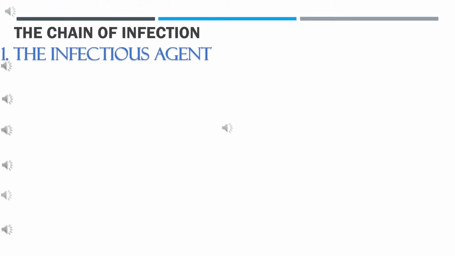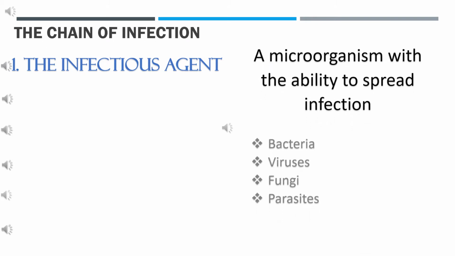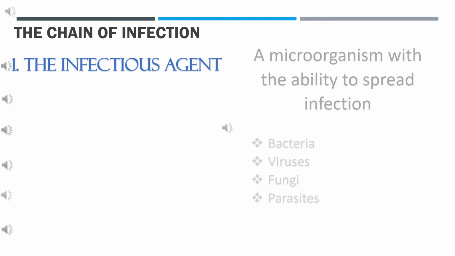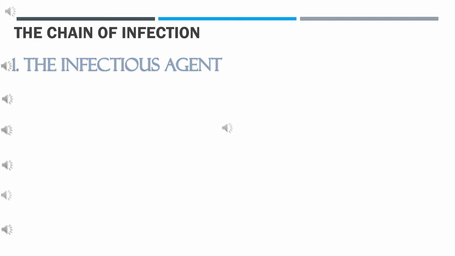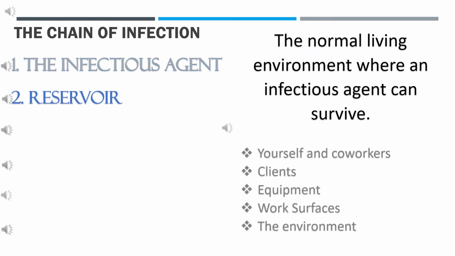An infectious agent is a microorganism such as bacteria, viruses, fungi, or parasites with the ability to spread infection. The reservoir is the normal living environment where an infectious agent can survive. A reservoir can be eliminated by following proper decontamination techniques.